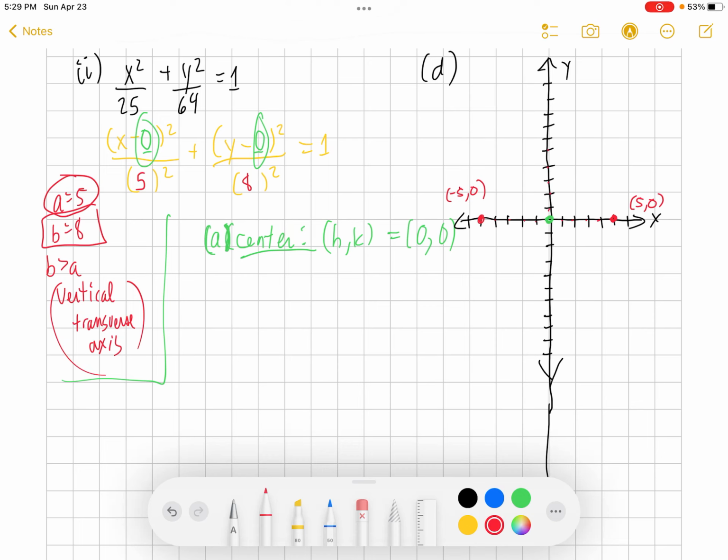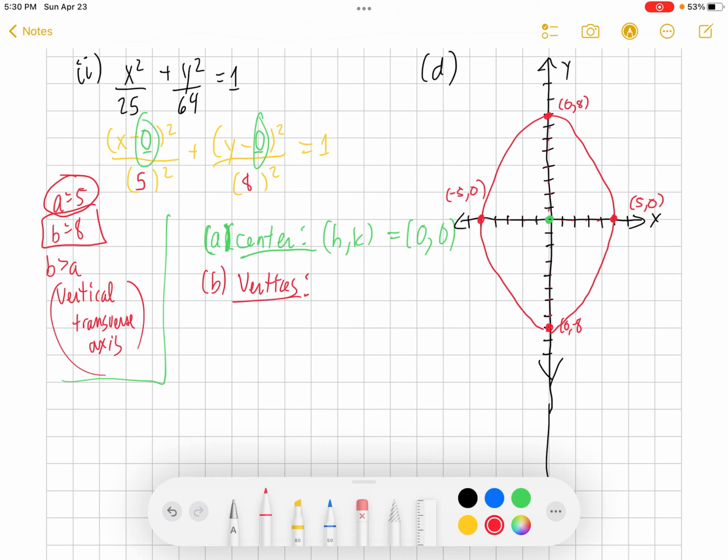Then I use my b to determine my vertical vertices. So that's 8, 1, 2, 3, 4, 5, 6, 7, 8. That'd be 0, 8. Then back to the center and down 8, 1, 2, 3, 4, 5, 6, 7, 8. 0, negative 8. And we're going to connect these. And we can see that this is vertically stretched out as we talked about because b is bigger than a.